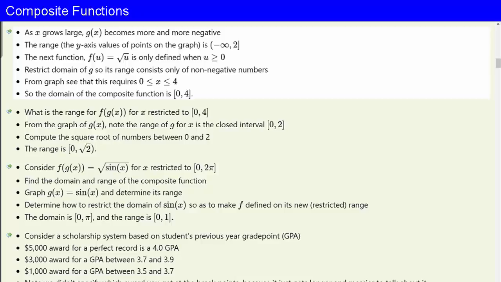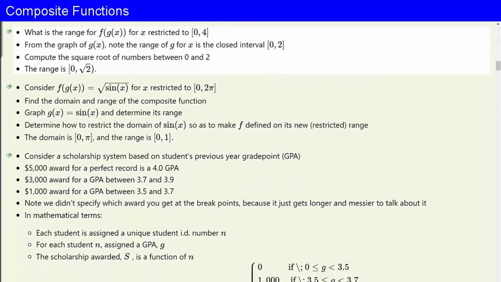To summarize this complicated situation, if we restrict x to the closed interval [2, 4], then the values of g of x will be non-negative, and then we can compute f of g of x equal to the square root of g of x. So the domain of the composite function is [2, 4]. What is the range? Well, we are asking for the range of f of g of x for x restricted to the interval [2, 4].